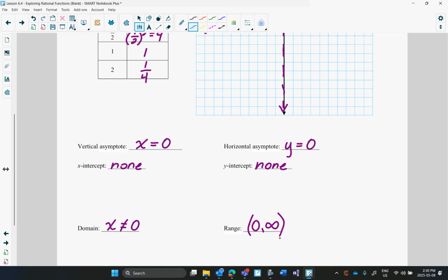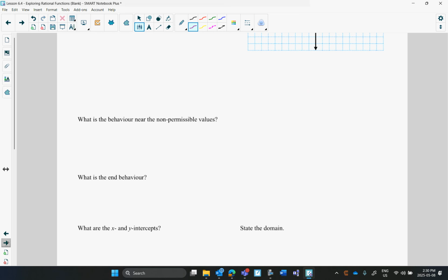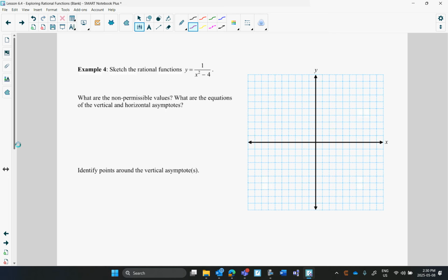So, you see how we can get our asymptotes, we can get some points, and then see how the shape develops. That's basically how you graph these rational functions. So let's look at a couple more. This one.